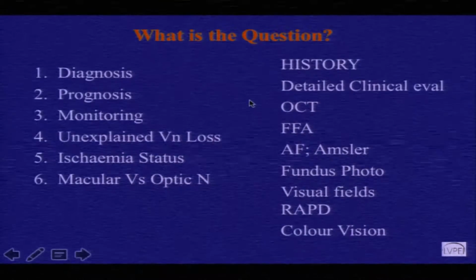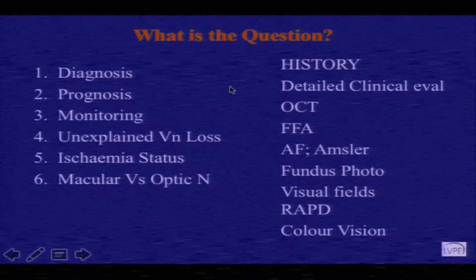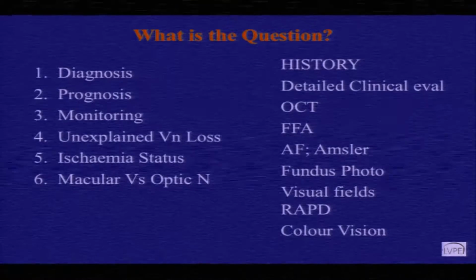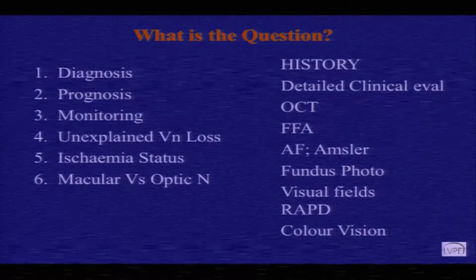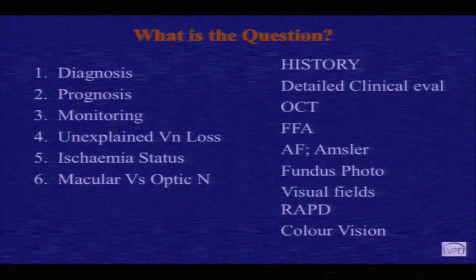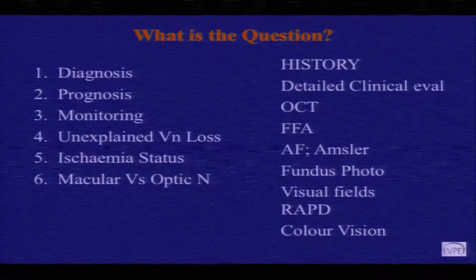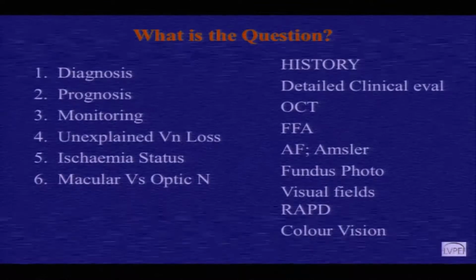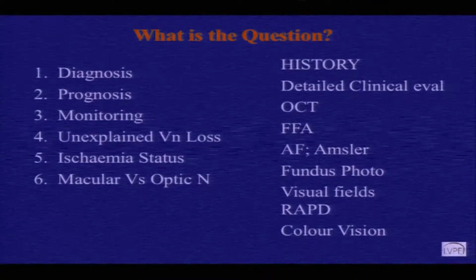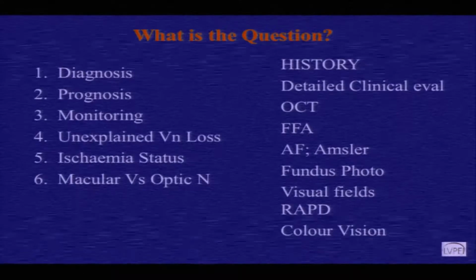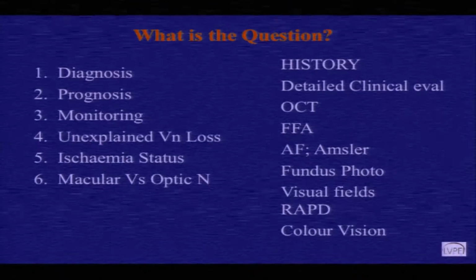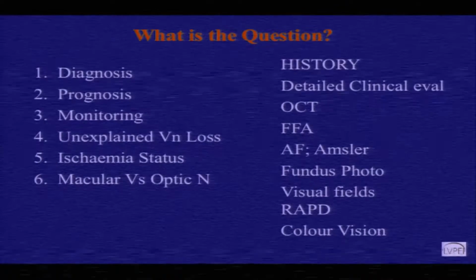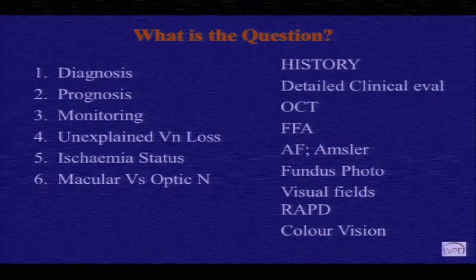The important thing before getting the test done is, what is the question that we are trying to ask? Are we trying to diagnose? Are we trying to prognosticate? We already know the diagnosis, but the patient wants to know what my prognosis is. Or are we monitoring, like drug monitoring or toxic monitoring, or optic neuritis monitoring? Or are we looking at a patient of unexplained vision loss? In unexplained vision loss, our approach will be totally different from a patient where we already know the diagnosis. Or are we looking at the ischemic status? I'm very fond of using ERG for checking whether an eye is ischemic or non-ischemic. Or my patient has a problem, I can see it, but is it the macula or is it the optic nerve?